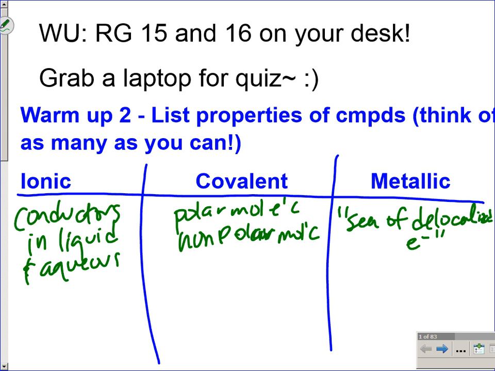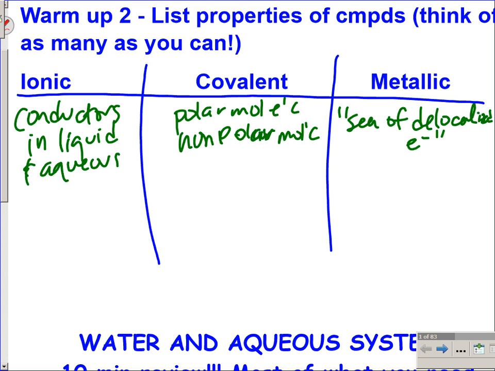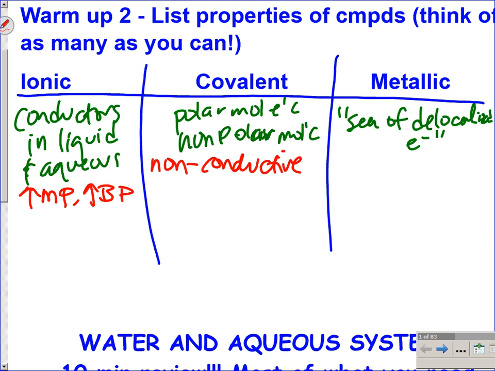Nice, good job, guys. Meredith's group, anything you want to add here? Start with one. Alright, ionic, I said they had high melting points and high boiling points. Meredith? So did you say non-conductive? Yeah. Okay, so covalents are non-conductive. All right, so those are non-conductive in solution. Okay, thank you, darling.